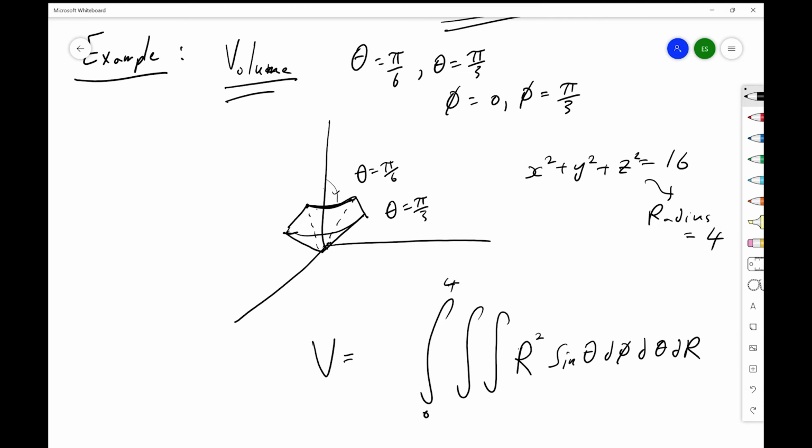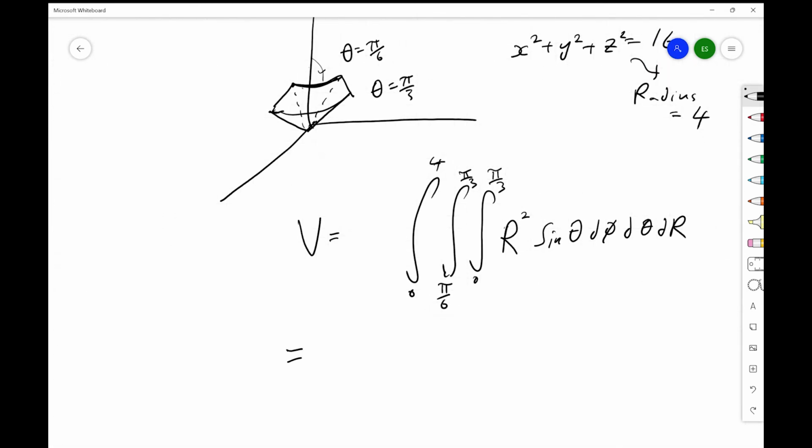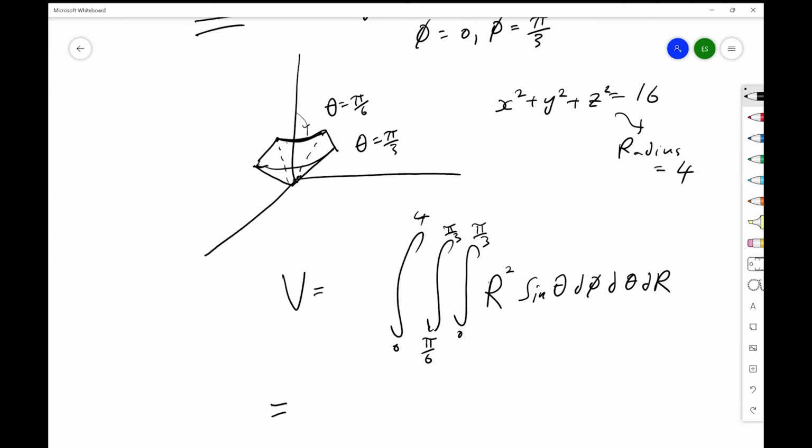Phi is going from 0 to pi over 3. Sorry, theta is going, I believe, from pi over 6 to pi over 3. And this is it. This is the volume of that. It's like you take a sphere and then you take a slice out of it, a sort of wedge from it.